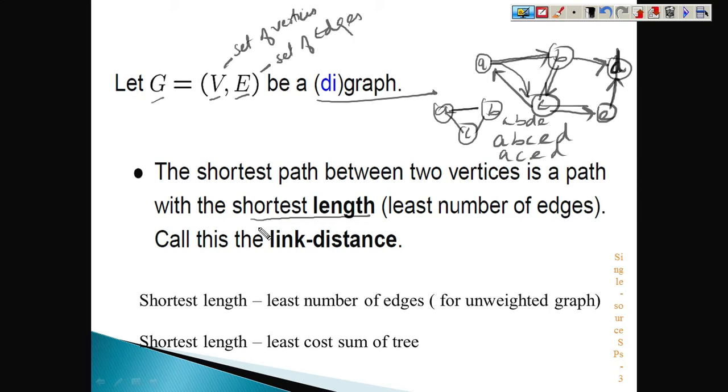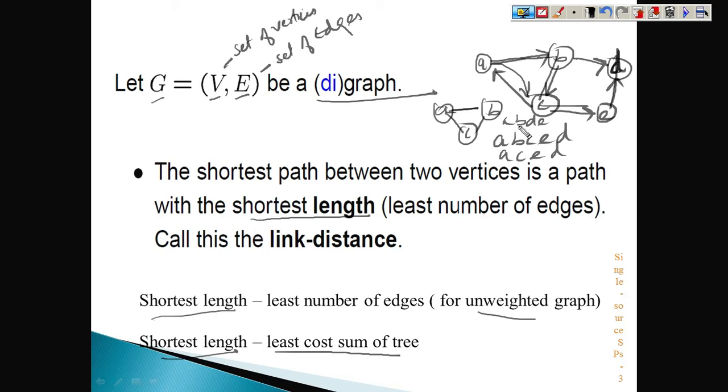Now in the weighted graph, the shortest path will be defined by the least cost, or the least weight of all the edges. You can add all the weights of these edges, and whichever is least will be the shortest path. But when we talk about the unweighted graph, where we haven't assigned any weights to the edges, in that case the minimum number of edges will define the shortest path or the shortest length. We also call this link distance. Now what does that mean?